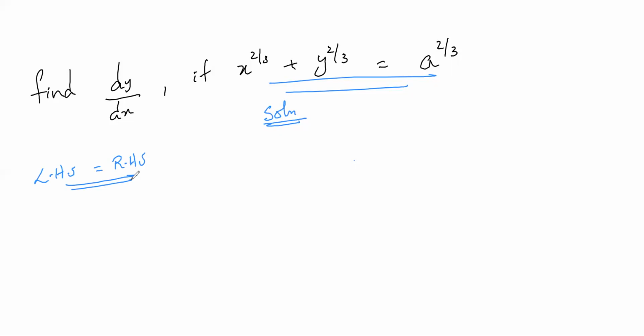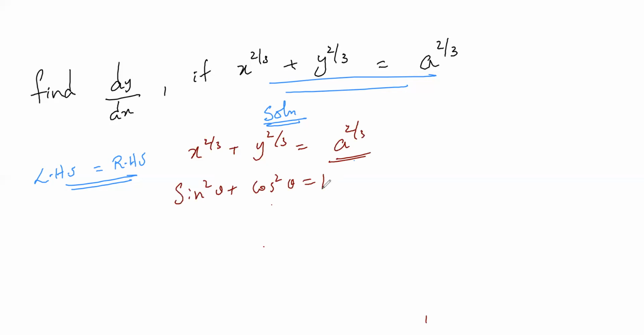Now I have to get a power 2 by 3 somehow. If I am just putting x power 2 by 3 plus y power 2 by 3, I should get a power 2 by 3. Correct? For that, I have to substitute some values for x and y. Then I should get a power 2 by 3. And we know one formula, sine square theta plus cos square theta is equal to 1.